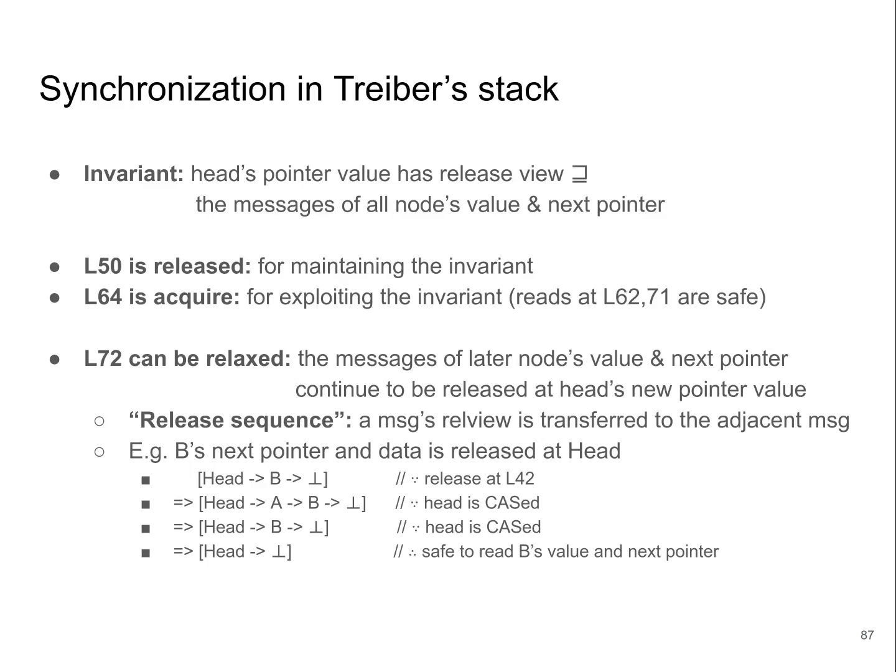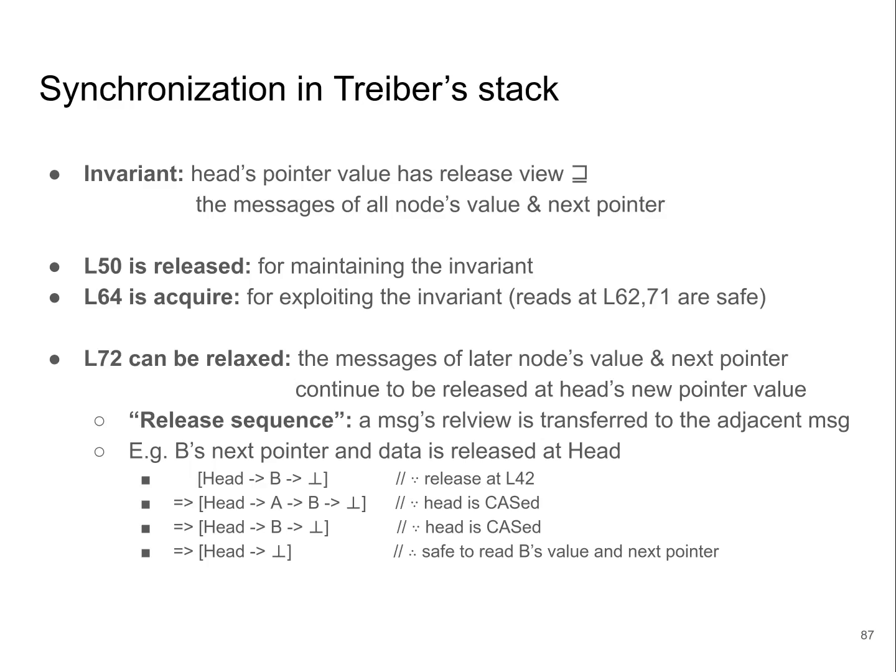And in terms of the promising semantics, the invariant of the stack is that the head pointer value has a release view. So recall that all the messages in the promising semantics have a release view. And the invariant is that the head pointer's release view is bigger than or equal to all the messages for all the nodes, value and next pointer. So you write values, you write next pointers for particular nodes, and there are multiple nodes. And the invariant that is maintained by the operations is that at any given time, the head pointer value's release view subsumes all the nodes' value or next pointer messages.